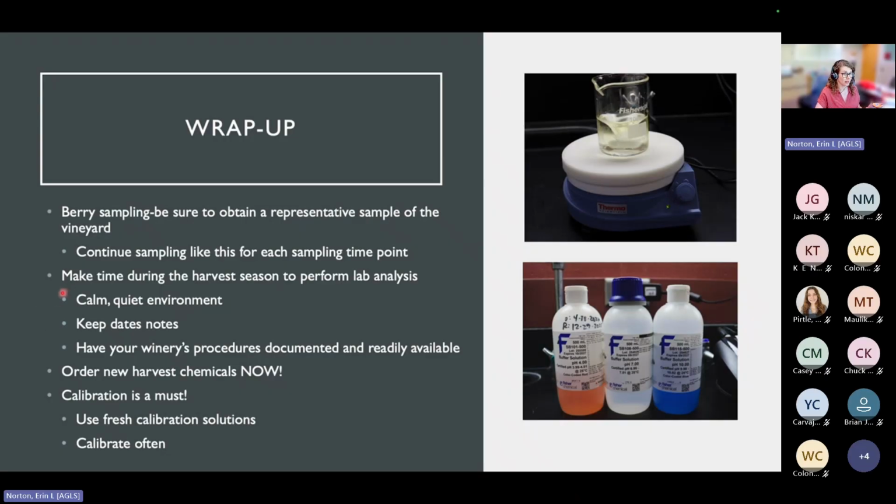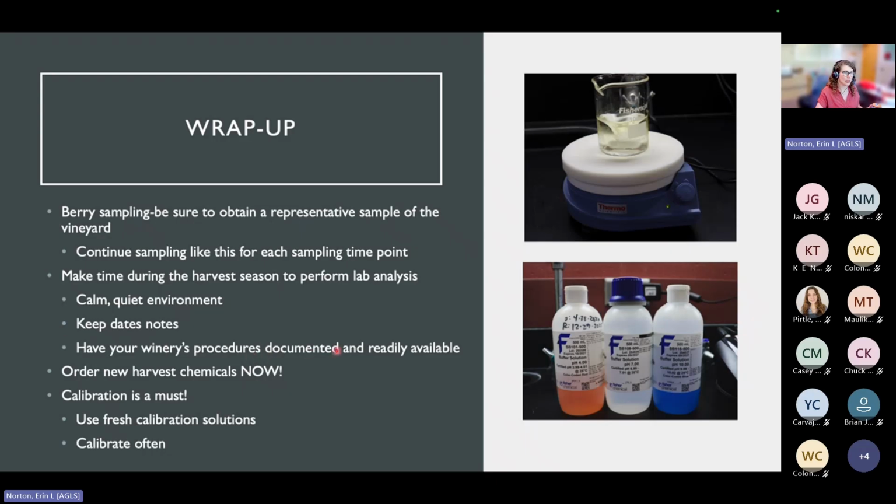Make sure it's a calm, quiet environment. I know there's lots of things going on, but you really do need to focus when you're doing some of these lab analyses. Keep notes with dates associated with them so that you know when you performed those analyses and on what samples. Have your winery's procedures documented and readily available.